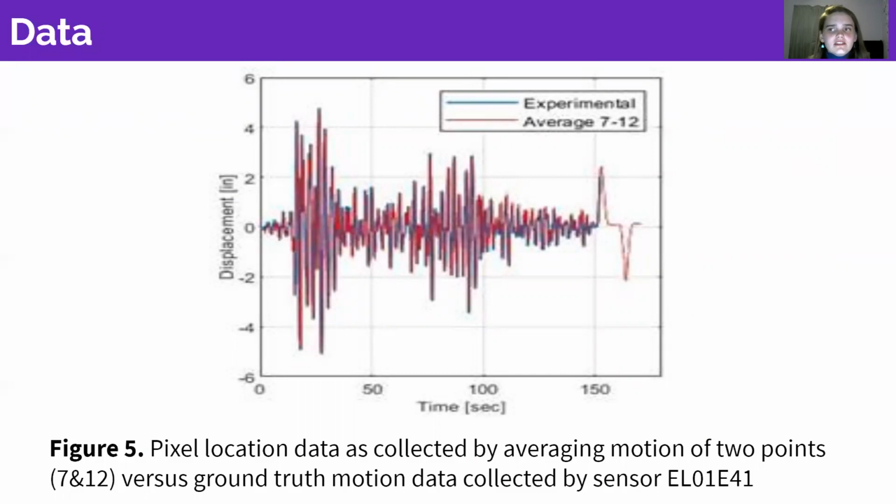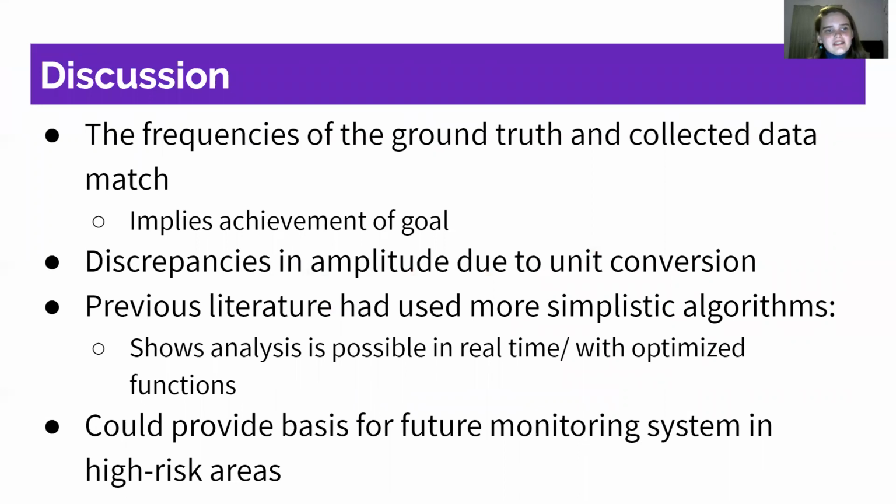So since their frequencies are so in line, that helps to show that this is very accurate and has completed the engineering goal. So of course, the discrepancies in amplitude have to do with a lot of unit conversion. The actual conversion from pixel distance to actual distance is very different. So of course, there's going to be some differences in that, especially if the scene is tilted in a way, since that shifts the perspective, the pixel value will also change.